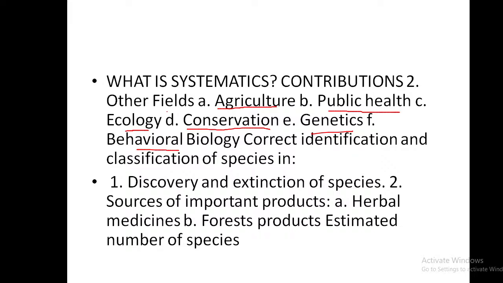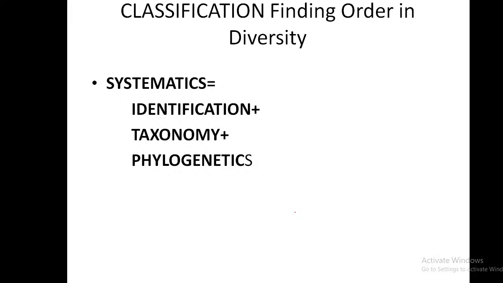So it is actually very good for you children who have taken up zoology as your subject. It's a very nice section of taxonomy, so it has got a very wide application in different areas. Then to identify the extinction of organisms, to identify the forest products, estimate the number of species, etc. So simply systematics, that is classification. Taxonomy is classification or finding order in diversity. Classification means simply finding order in diversity.